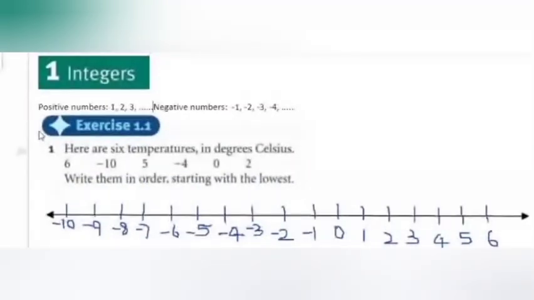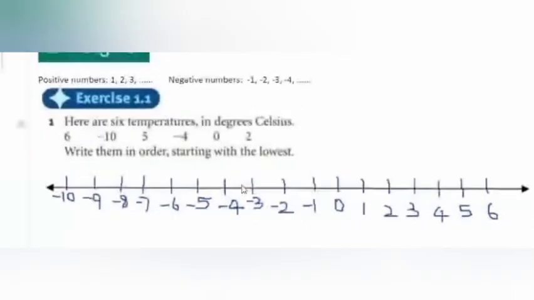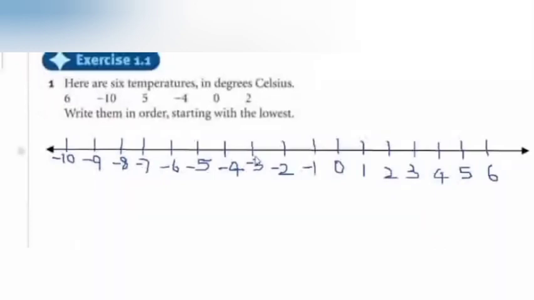We're going to see the first exercise now. So the first question, let me read it. Here are 6 temperatures in degrees Celsius: 6, -10, 5, -4, 0, and 2. Write them in order starting with the lowest. So it means you're asked to write them in ascending order.